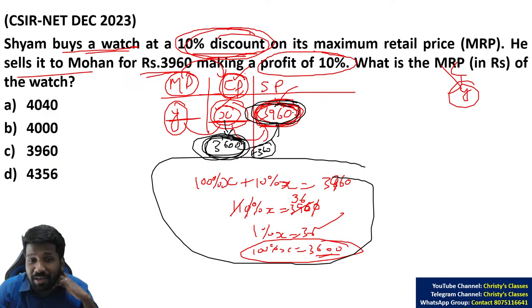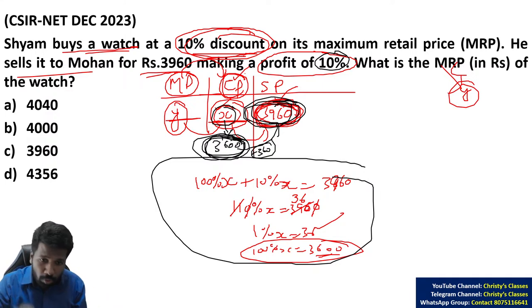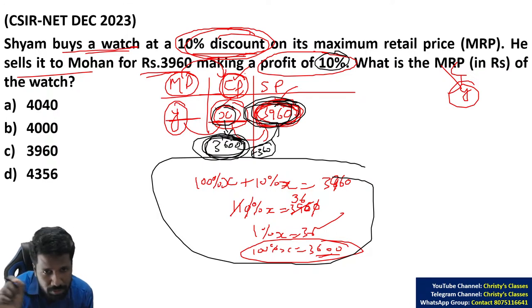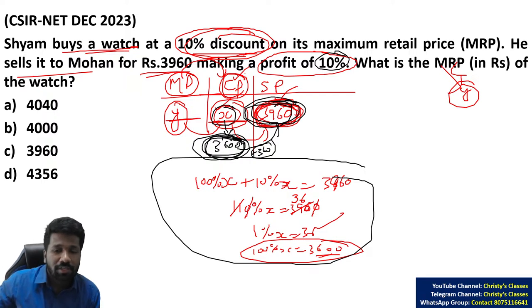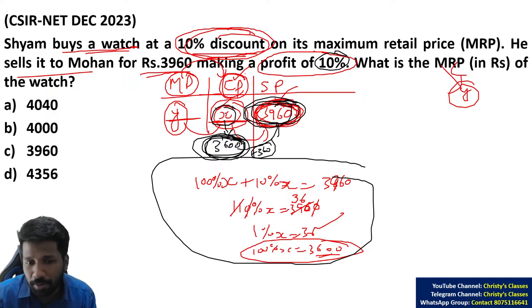Another common mistake some people make is they think 10% profit means subtracting 10% from 3960 will give the answer, the value of X. No. The reason we have discussed in the percentage class; check out that lecture. In the YouTube free classes I have given the percentage lecture. Those of you watching my paid courses, check out the percentage, fraction and ratio chapters, where I have explained more concepts about it. So anyway, this has come to 3600.